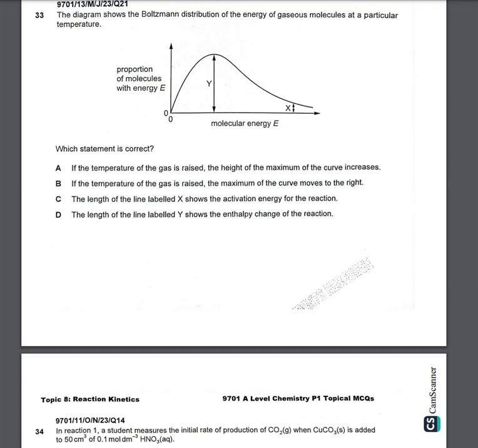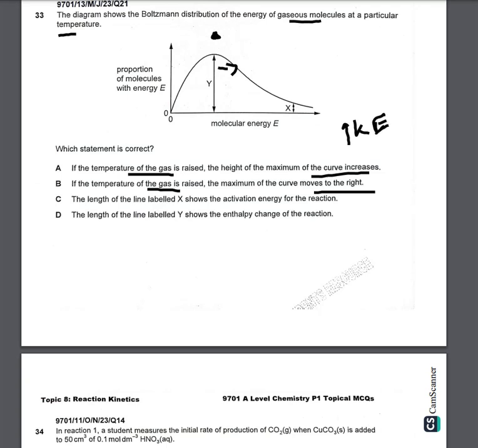Question number 33. The diagram shows the Boltzmann distribution of energies of gaseous molecules at a particular temperature. Which statement is correct? If you raise the temperature, the maximum of the curve moves to the right, or the maximum of the curve increases. Is it going to increase or move to the right? It is going to move to the right, because you are now increasing the kinetic energy.